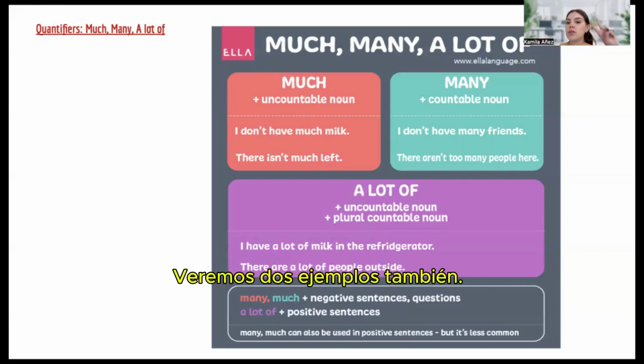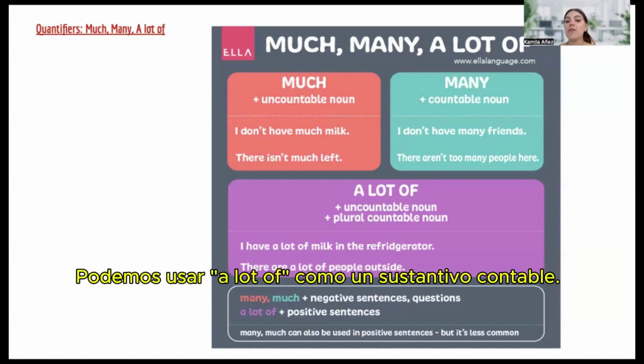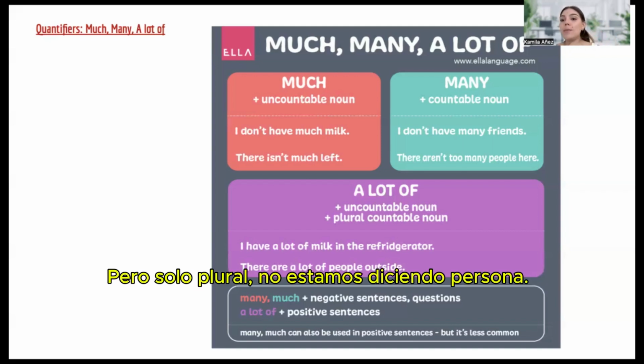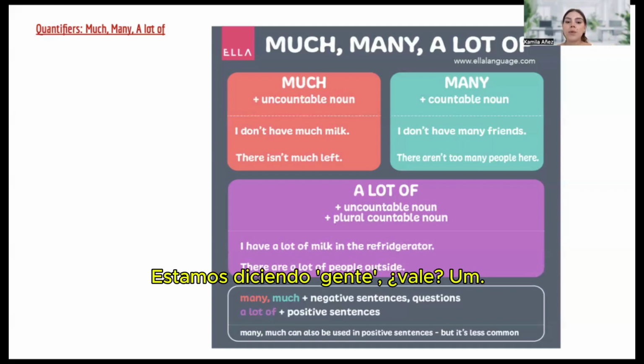Okay, we're going to see 2 examples also. I don't have a lot of milk in the fridge or refrigerator. And let's see the next one. There are a lot of people outside. See, we can use a lot of with a countable noun, but just a plural, people. We are not saying person, we're saying people. Okay?